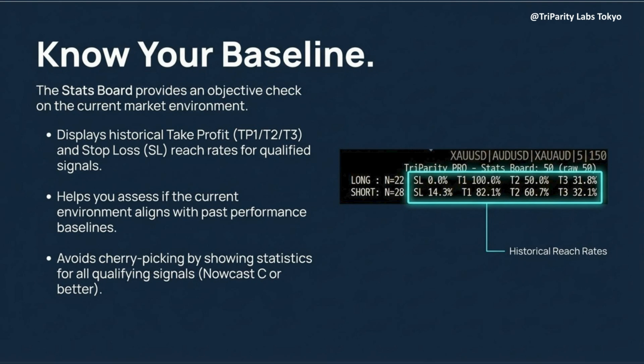Well, the stats board tells you the historical probability of hitting each of those take-profit levels versus hitting the stop-loss. This lets you objectively see if the current market is behaving like it has in the past. And, what's really important, it avoids cherry-picking. It uses data from all qualifying signals to build that baseline, which keeps the numbers honest and gives you a true, unbiased view to work from.